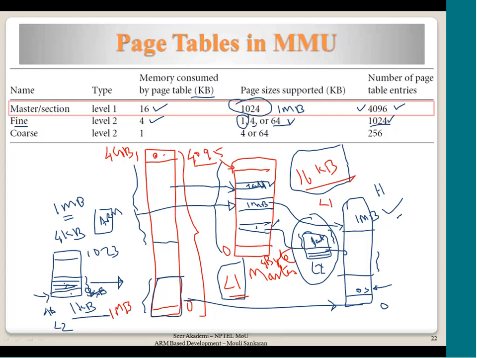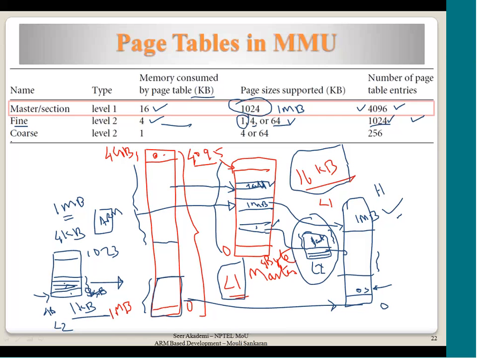So if it is a 64 KB page size, then all the 64 entries of 1 KB page sizes will have the same attributes. I will tell you how the attributes are entered in the page table, but that is how it is done. So I hope you are able to understand these page table entries.